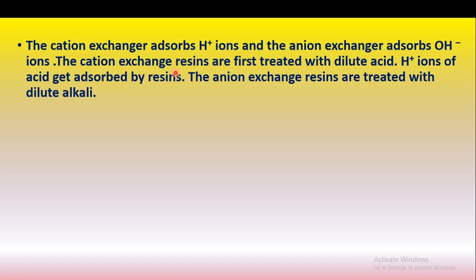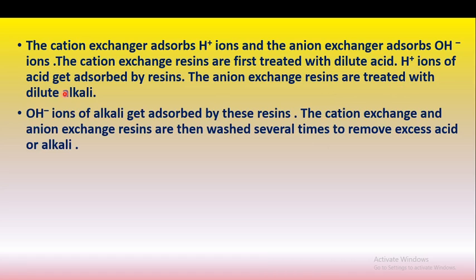The cation exchange resins are first treated with dilute acid. Because they contain H+ ions, they are treated with dilute acid, and the H+ ions of the acid get adsorbed by the resins. The anion exchange resins are treated with dilute alkali, because it contains OH-, that is an alkali. Therefore, it is treated with dilute alkali.